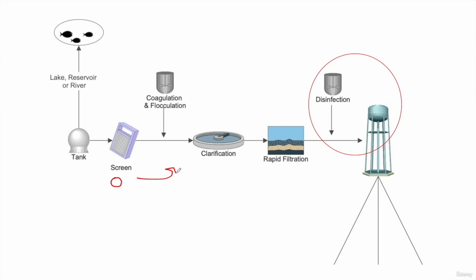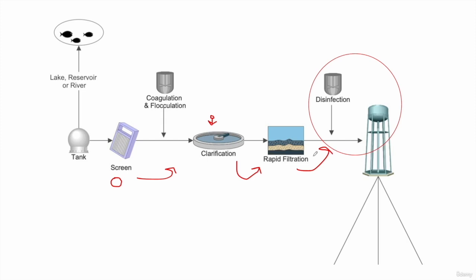Then the water undergoes the coagulation and flocculation process, which is chemically enhanced sedimentation, where we had the formation of a big floc that can settle down by gravity in the clarifier. Then the water moves to the filtration process, which is the polishing process, where we remove the remaining small particles that weren't able to settle down by gravity. And now the water will move to the final step, which is the disinfection.